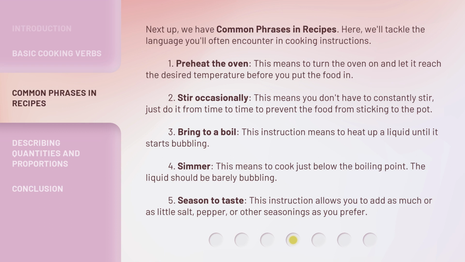3. Bring to a boil. This instruction means to heat up a liquid until it starts bubbling. 4. Simmer. This means to cook just below the boiling point. The liquid should be barely bubbling. 5. Season to taste. This instruction allows you to add as much or as little salt, pepper, or other seasonings as you prefer.